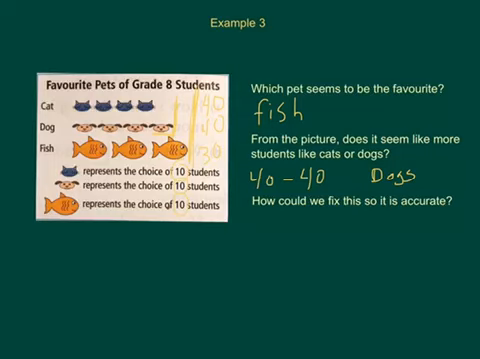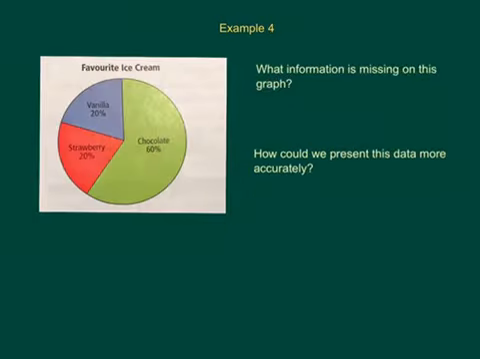So let's look at our final example. It's a circle graph, or pie chart, as we've seen before. It shows the favorite ice cream: chocolate 60%, vanilla 20%, and strawberry 20%. When we look at it right away, it's obvious that chocolate is a huge favorite. But what's missing on the graph? Well, we don't know. We have no idea. Big question mark.